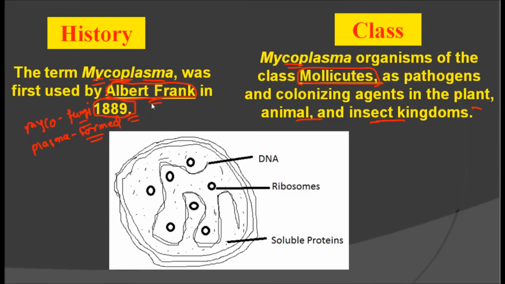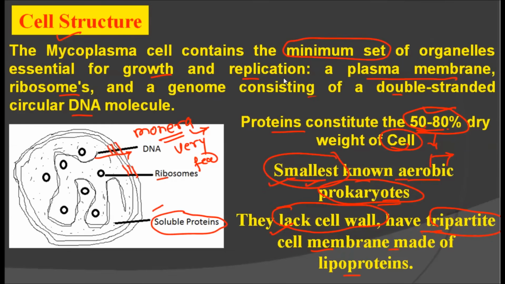So in summary, we have seen that the term mycoplasma was first used by Albert Frank in 1889. These mycoplasmas belong to the class Mollicutes. Then we have seen the structure of mycoplasma, in which there is a minimum set of organelles required for growth and replication. They only possess the plasma membrane, ribosomes, and the genome consisting of a double-stranded DNA molecule. Protein constitutes 50 to 80% of the dry cell weight. They are the smallest non-aerobic prokaryotes. They lack a cell wall, but they have a tripartite triple-layer cell membrane made up of lipoproteins.